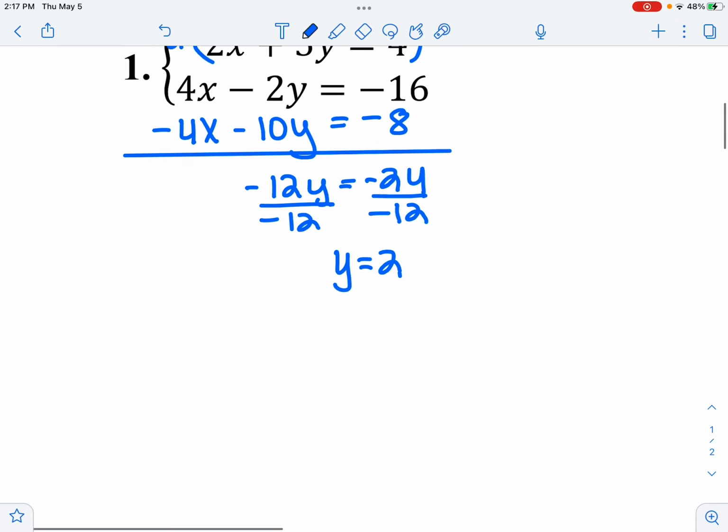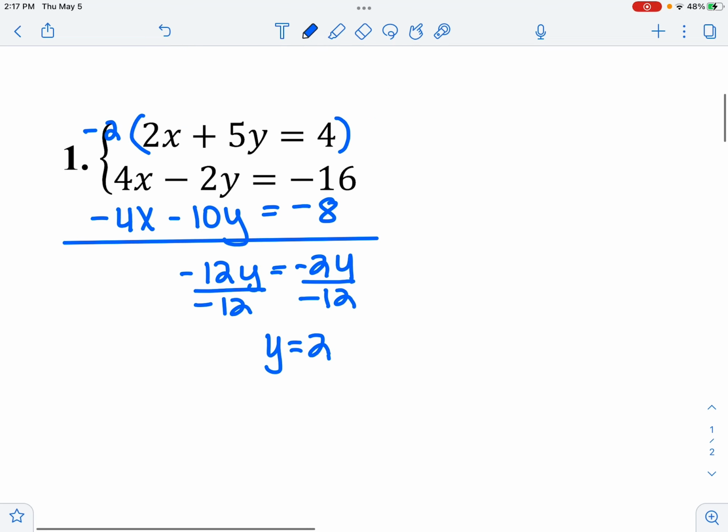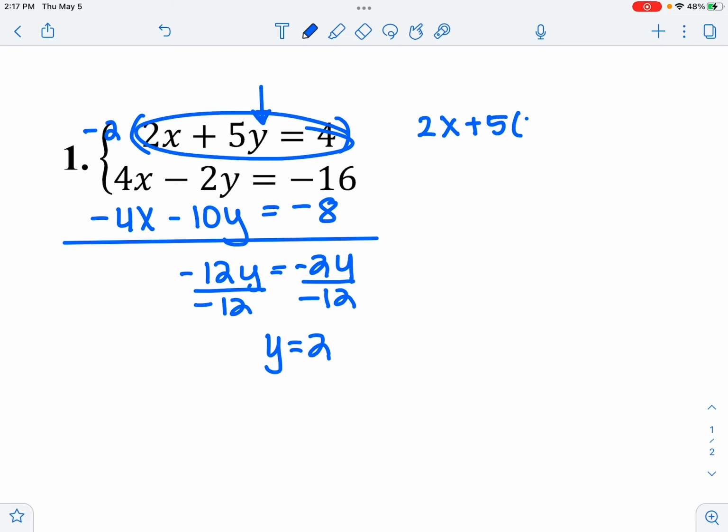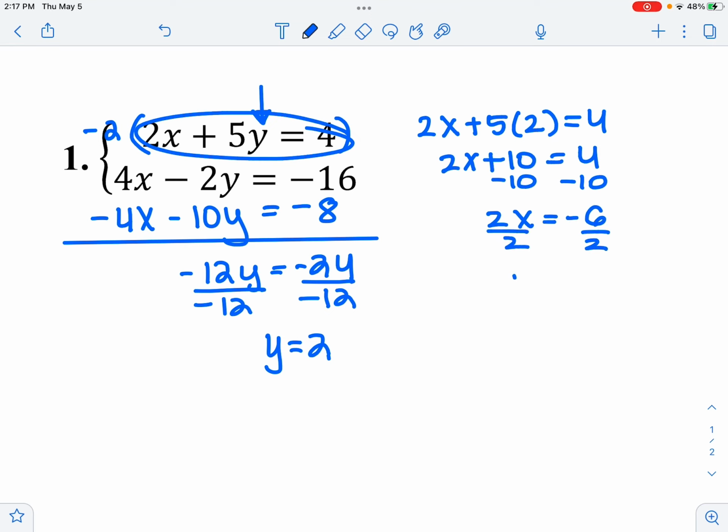So now you have the y variable, you just need the x variable. You can pick either original equation and plug the 2 in for y. So I'm going to pick this equation right here, and plug in 2 for y. So I have 2x plus 5 times 2 is equal to 4, and now I'm going to solve that. 2x plus 10 is equal to 4. Subtract 10 from both sides. 2x is equal to negative 6. Divide by 2, and I get x equals negative 3. So now I want to write my answer as an ordered pair solution, x comma y: negative 3, 2.